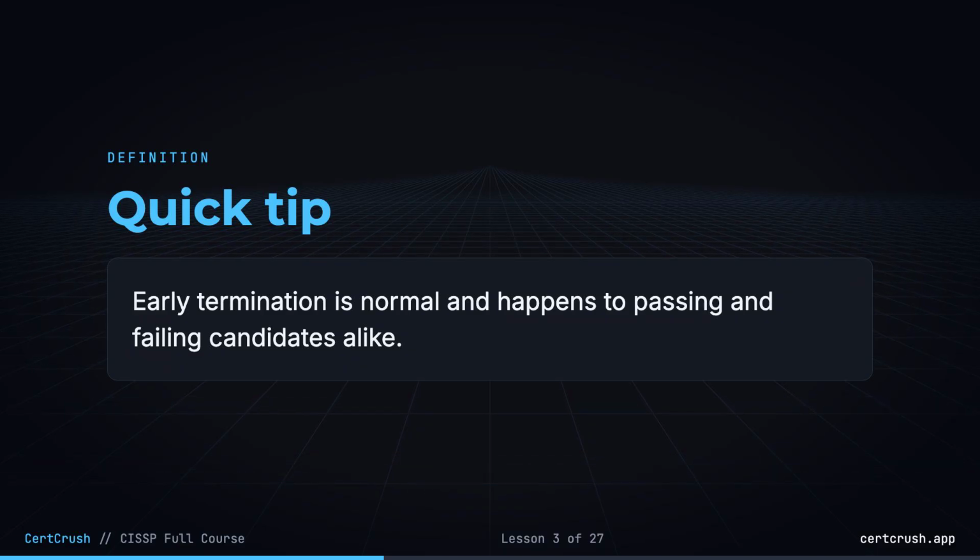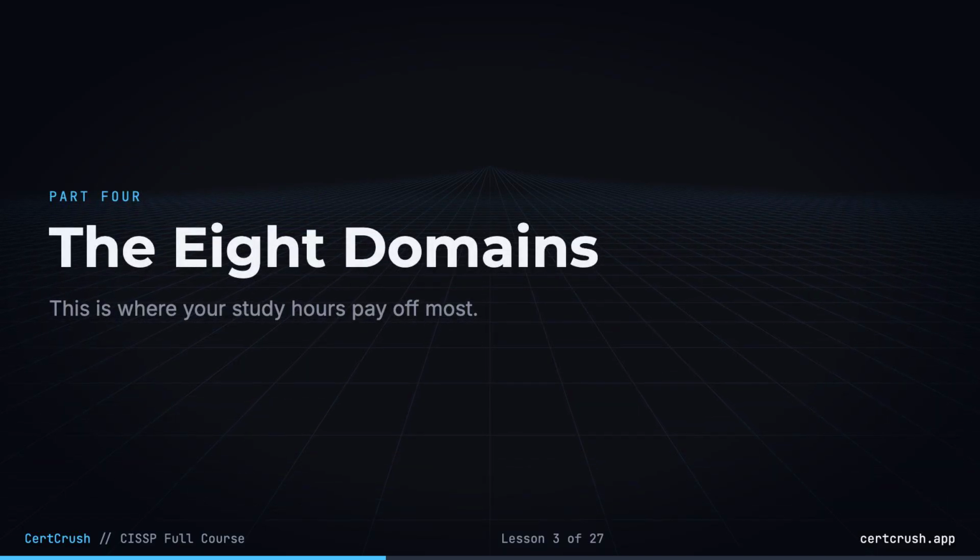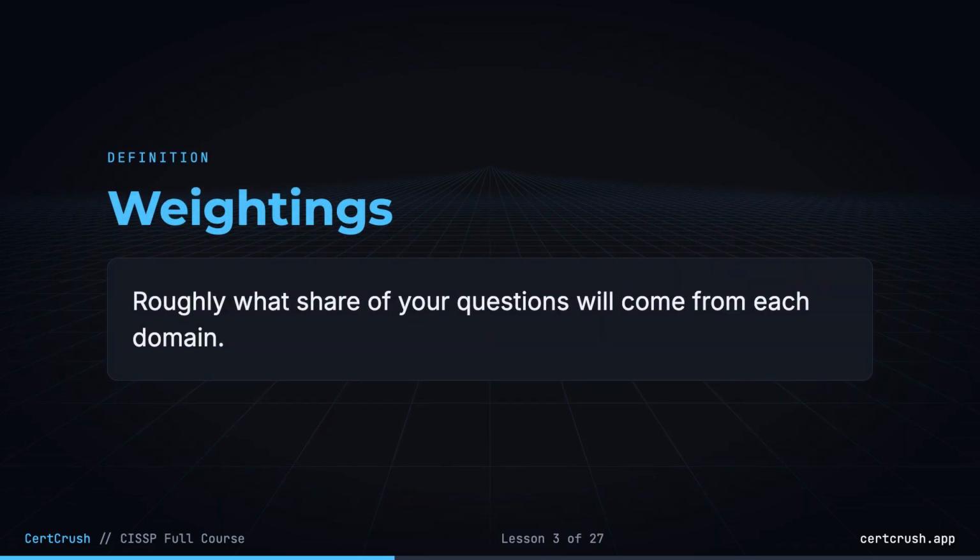The next idea is the 8 domains and their weightings. The CISM exam content is divided into 8 domains, which are broad subject areas. ISC2 assigns each domain a percentage weighting, telling you roughly what share of your questions will come from it. This is gold for planning, because it tells you exactly where your study hours pay off most.